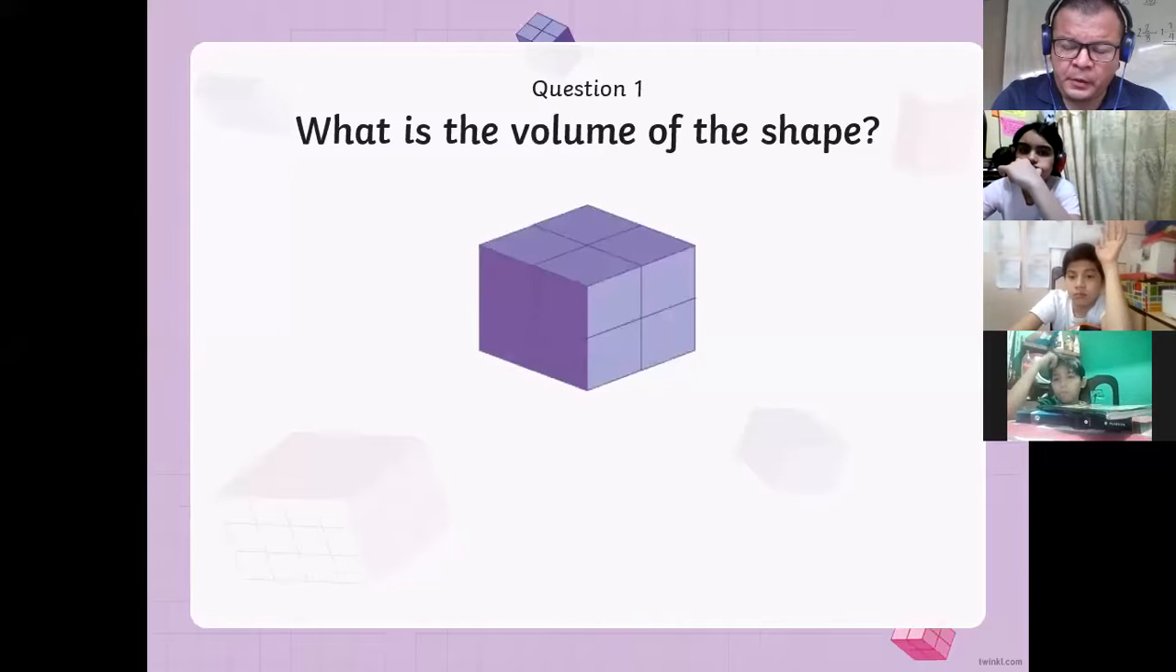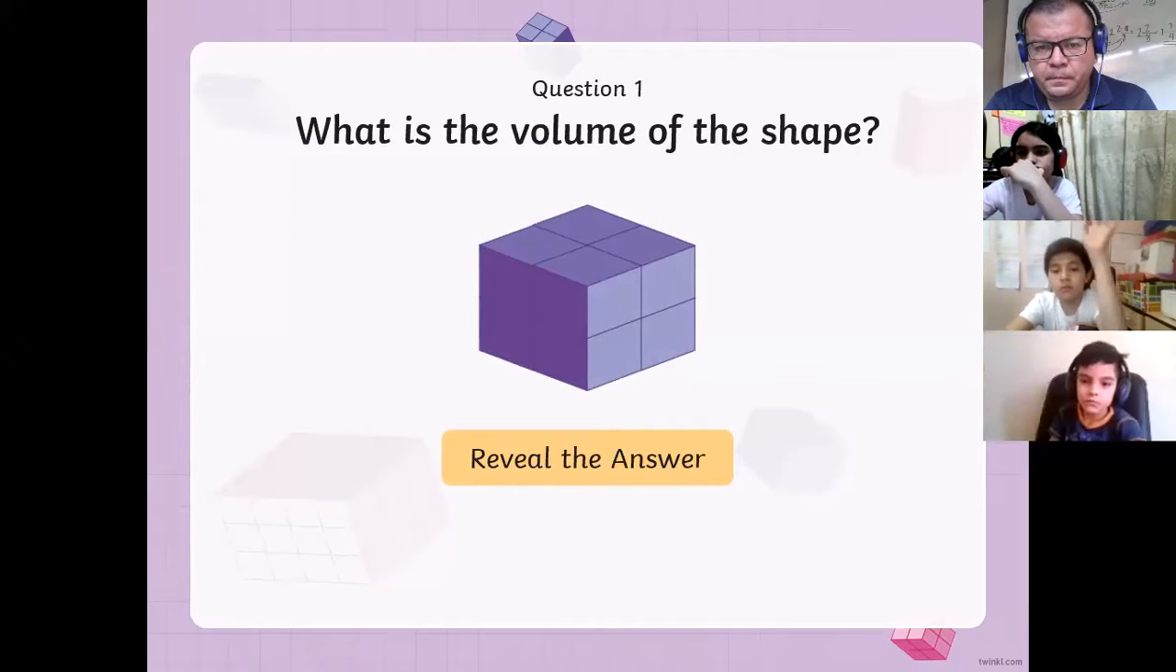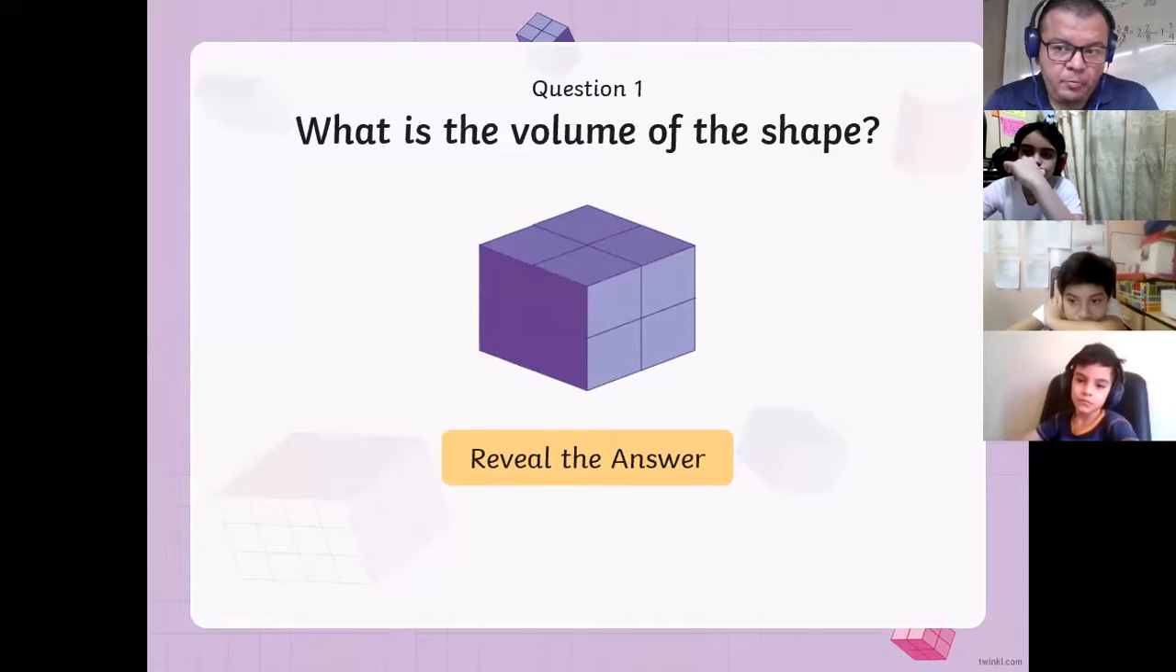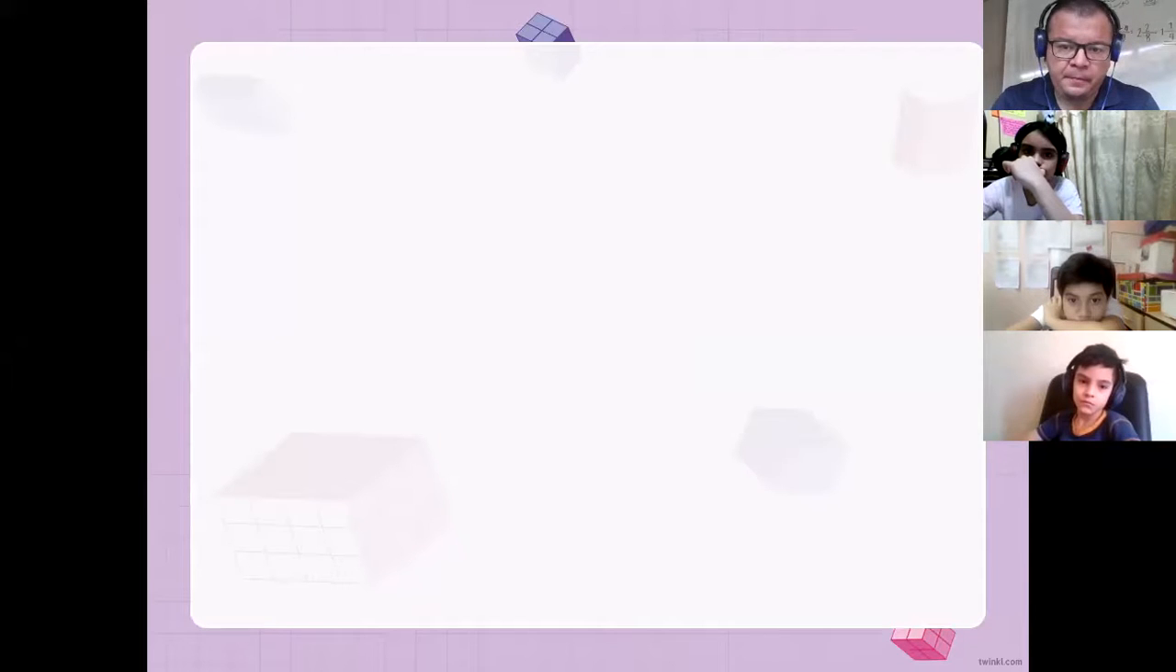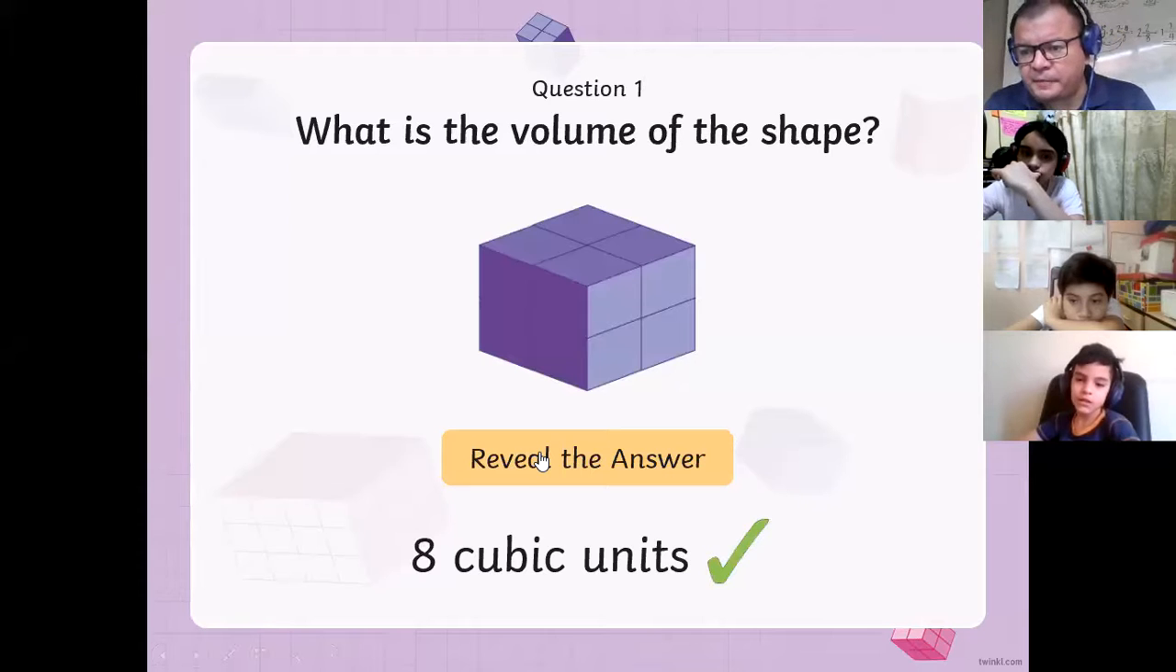What do you think is the volume for this shape? 8 cubic units. That is the volume. Why 8? Because if we count, we have 1, 2, 3, 4, and on the other side we have 1, 2, 3, and the other part is 4. So we have 8 cubic units.